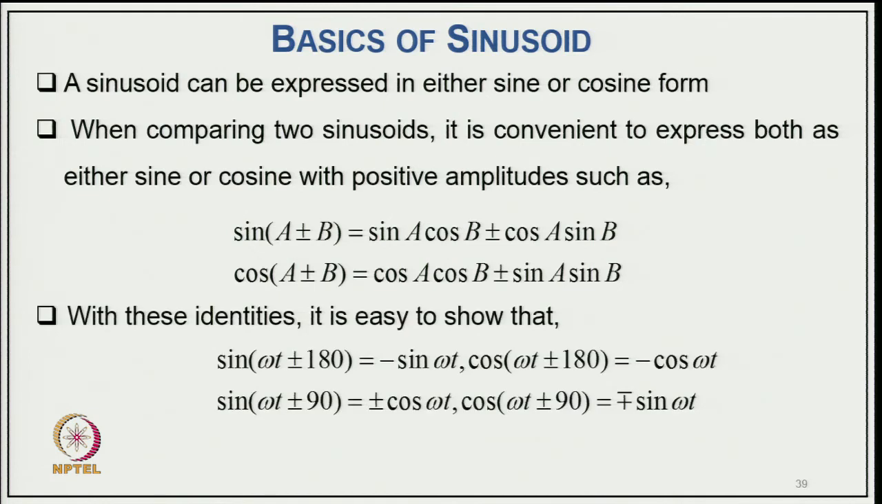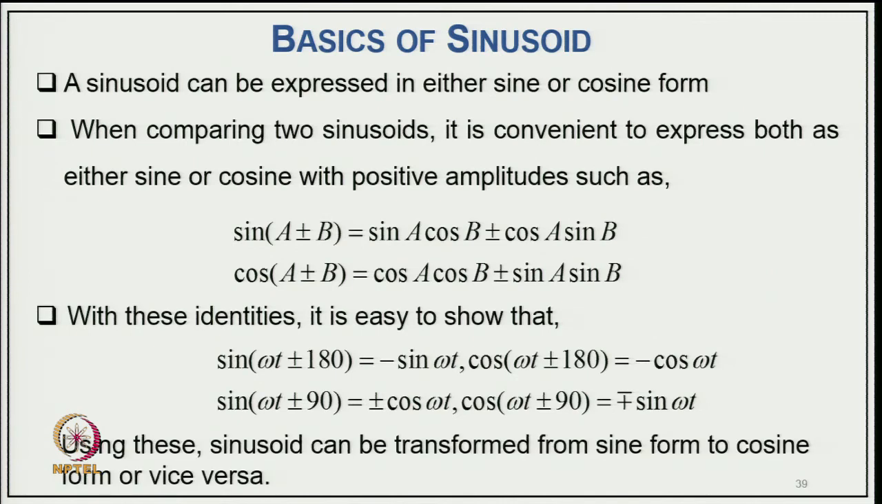With these it is easy to show that sin(ωt ± 180°) equal to −sin ωt, and cos(ωt ± 180°) equal to −cos ωt, and sin(ωt ± 90°) equal to ±cos ωt, and cos(ωt ± 90°) equal to ∓sin ωt. These relations are very much valid for these AC quantities. Using these, a sinusoid can be transformed from sine form to cosine form or vice versa for all these mathematical calculations.